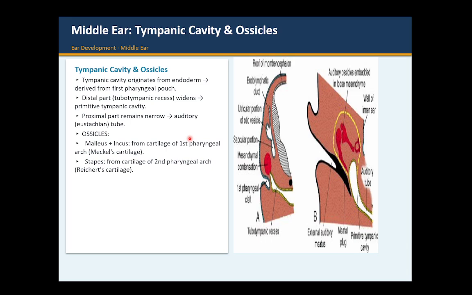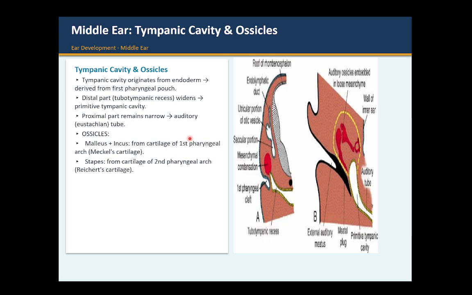Okay? So between the first and the second arch, on the outer side there would be clefts, which are ectodermal clefts. And on the inner side there would be endodermal pouches. So they are between the first and the second. On the outer side there is a cleft. On the inner side there would be a pouch.